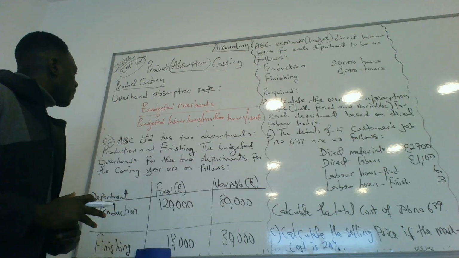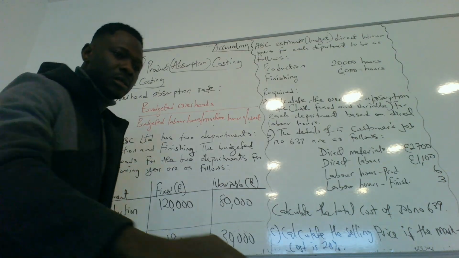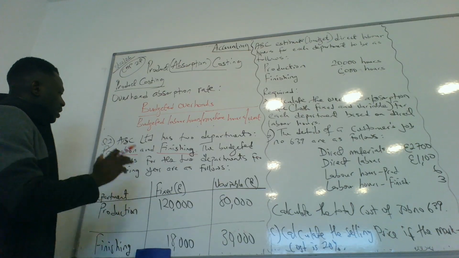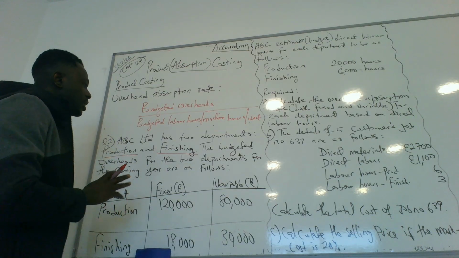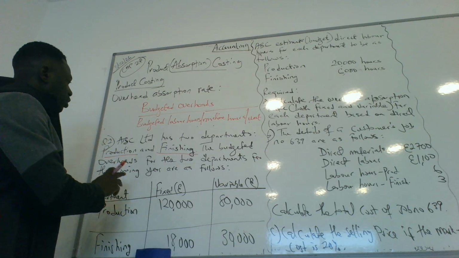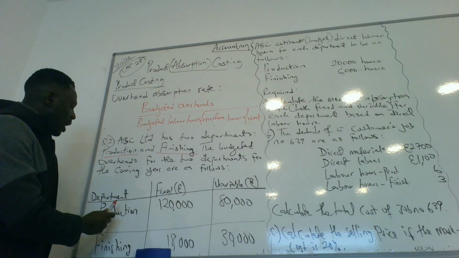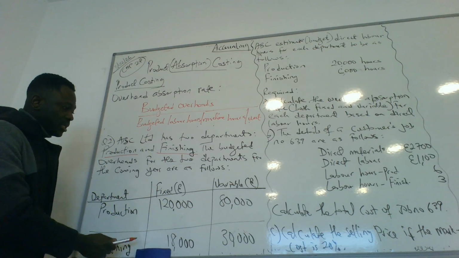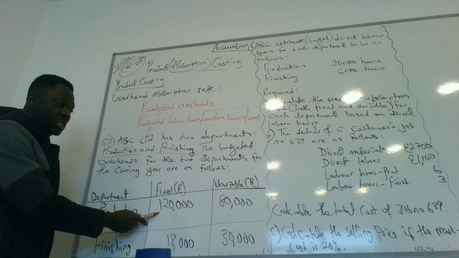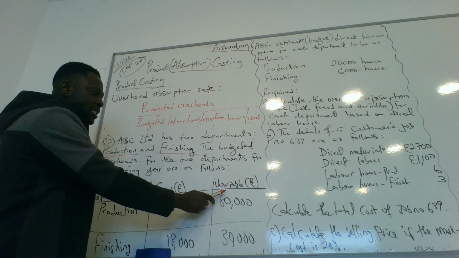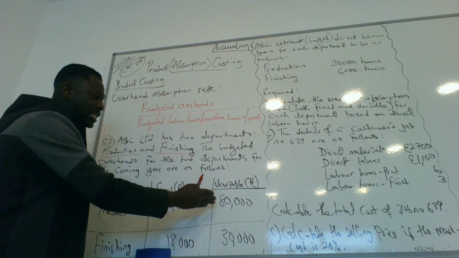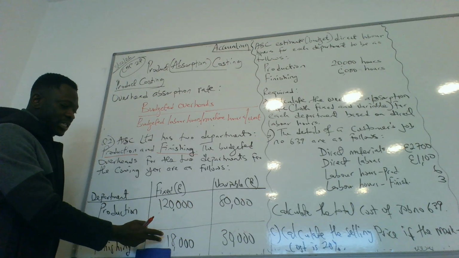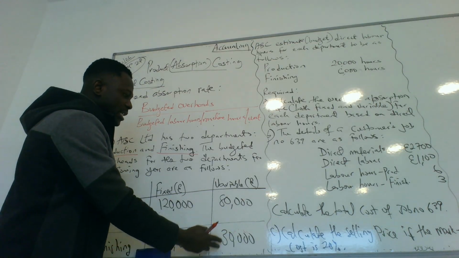ABC Limited has two departments, production department and finishing department. The budgeted overheads for the two departments for the coming year are as follows. For the production department, the fixed overhead is 120,000 euros and the variable overhead is 80,000 euros. For the finishing department, the fixed overhead is 18,000 and the variable overhead is 30,000.